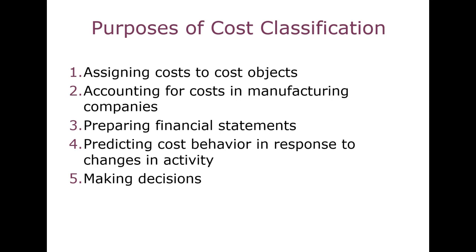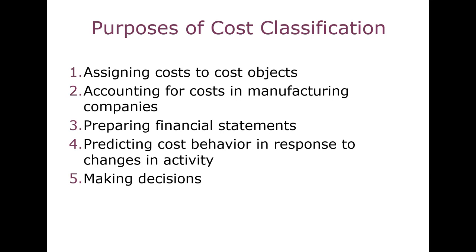First of all, assigning cost to cost objects. And a cost object can be like a unit that you're producing in the manufacturing process, or it can be a division of a company that has multiple divisions. Number 2, accounting for cost in manufacturing companies. This relates closely to number 1. And number 3, preparing financial statements.